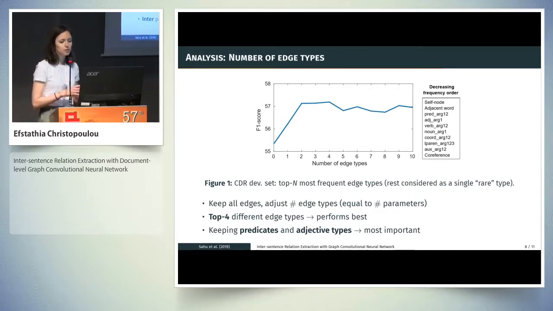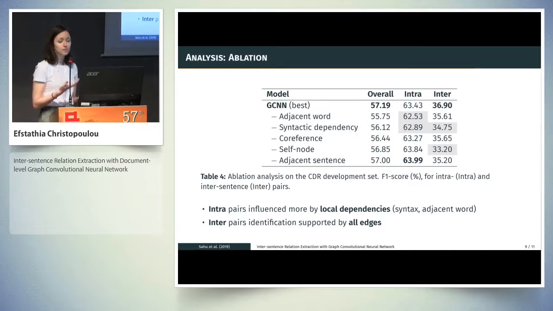And we also tried to find what kind of dependencies are useful for the overall intra- or inter-sentence performance. So generally, as expected, intra-sentence relations are mostly relying on local dependencies, such as syntax or word order, but inter-sentence relations were influenced by all kinds of interactions, so both local and non-local.